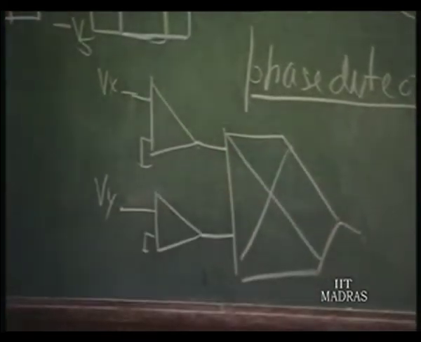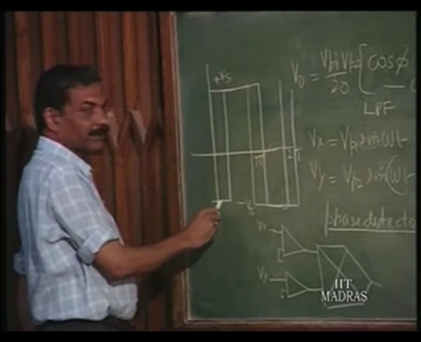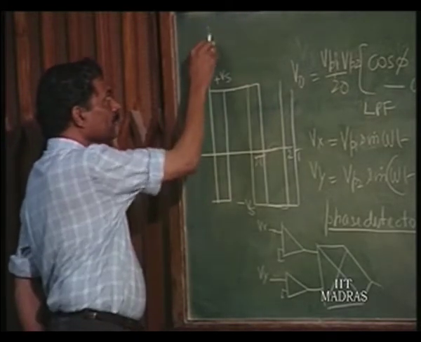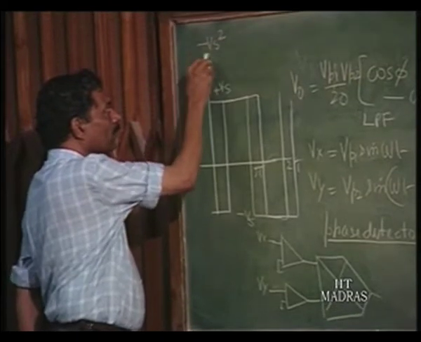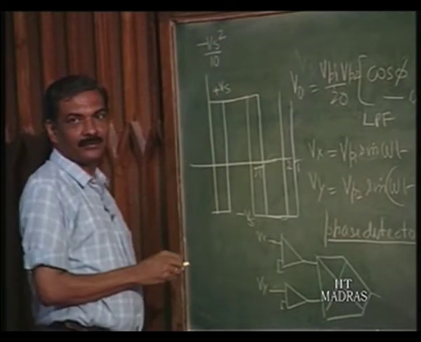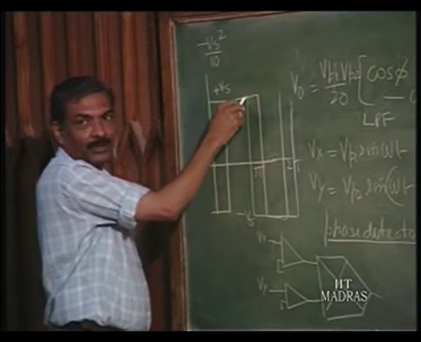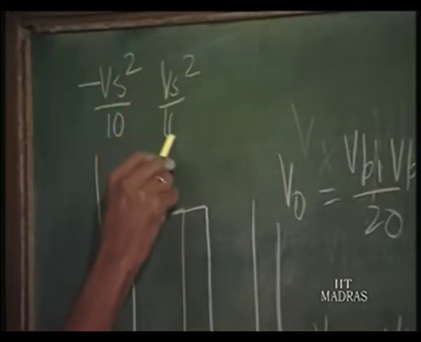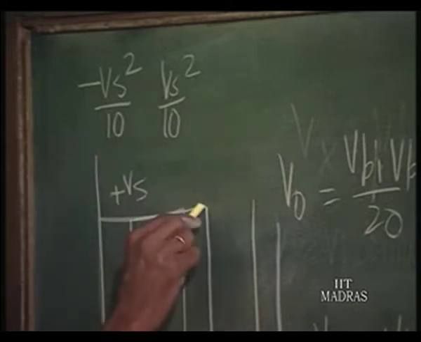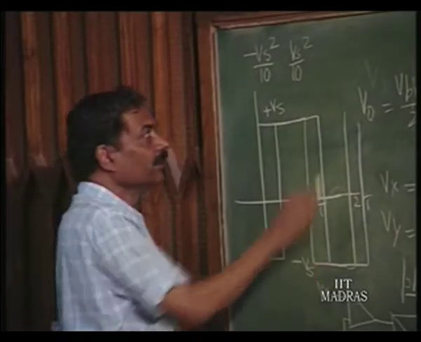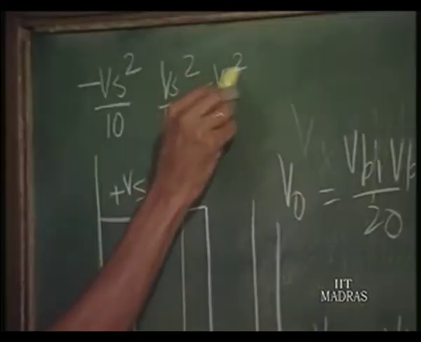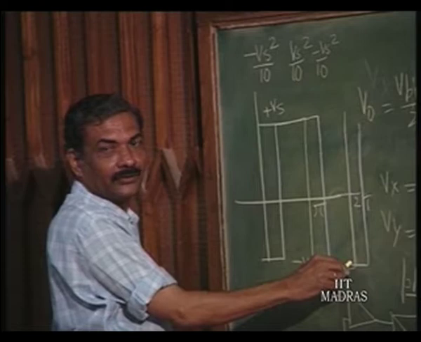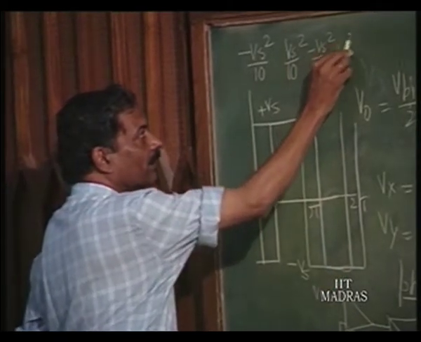So, what will be the output? Here when this is positive, this is negative. So, output is negative, and in this region it is minus Vs squared by 10. In this region both are positive, so output is positive Vs squared by 10. Again here one is positive, another is negative, again it is minus Vs squared by 10. Again here both are negative, so it is positive Vs squared by 10.